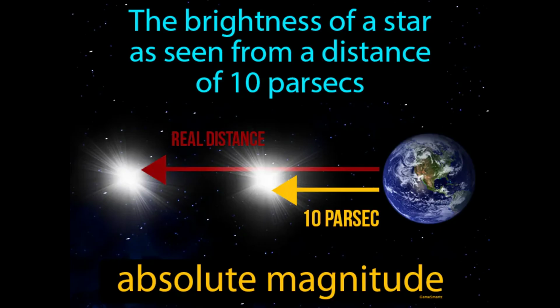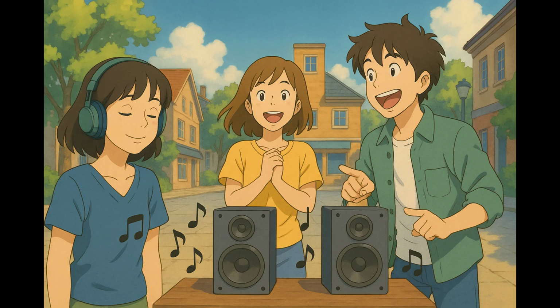The brightness of a star as seen from a distance of 10 parsecs. Absolute magnitude. Absolute magnitude is a measure of how bright a star would appear if it were 10 parsecs away from Earth. Imagine you're trying to compare the loudness of songs played at different distances in a crowded street. Just like how you might struggle to gauge which song is truly louder unless you bring all the speakers to the same spot and listen from the same distance, astronomers face a similar challenge with stars.